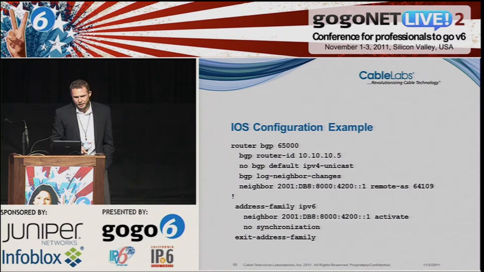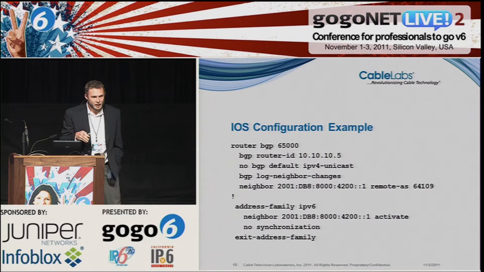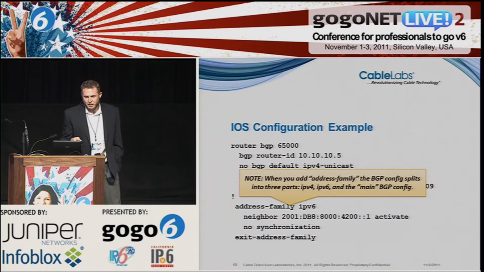And again, same thing, you still have your 32-bit router ID. The no BGP default IPv4 unicast is basically just exactly what it sounds like. It makes the IPv4 unicast not the default for multi-protocol BGP. Because that's one thing that's interesting with Cisco's implementation for IPv6 BGP. It's all based on multi-protocol BGP. So even when you're doing distinct IPv4 and IPv6 sessions, it's actually set up as a multi-protocol BGP session. And so you get this address family IPv6 added, and then the neighbor inside of that.